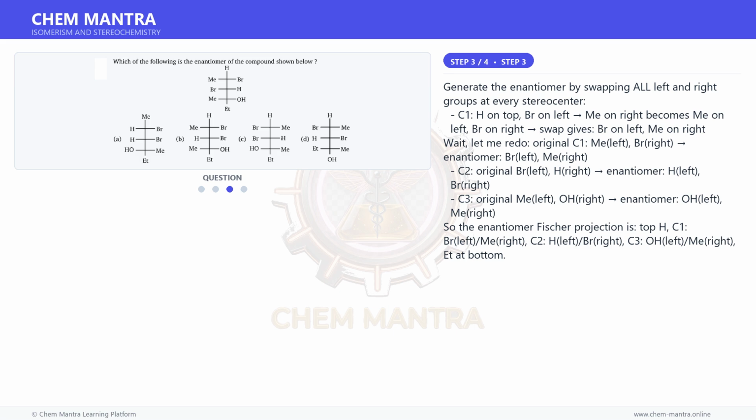C2, original Br left, H right; enantiomer: H left, Br right. C3, original Me left, OH right; enantiomer: OH left, Me right. So the enantiomer Fischer projection is top H, C1: Br left, Me right, C2: H left, Br right, C3: OH left, Me right, at bottom.